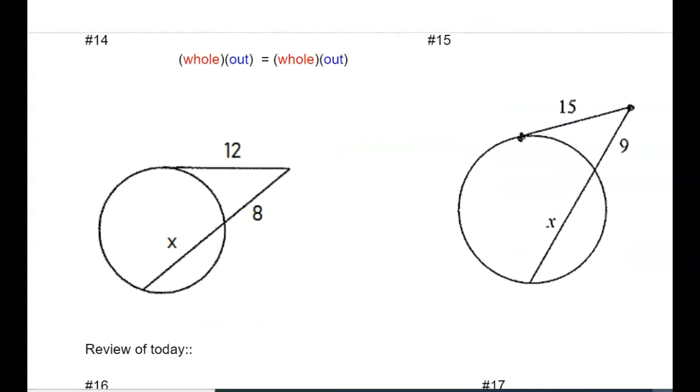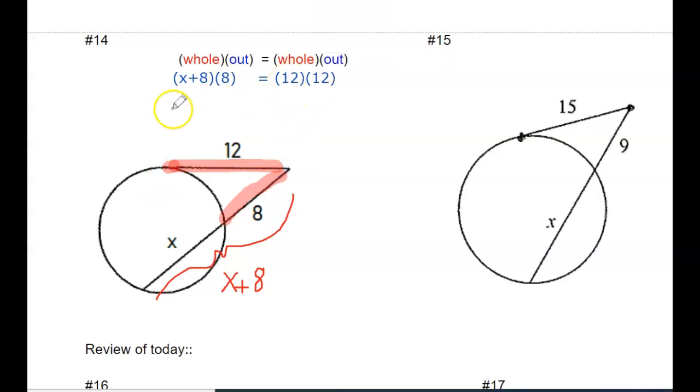Work on number 14. For number 14, this whole thing is x plus 8, and the piece sticking out is 8. So I wrote x plus 8, because that's the whole thing, times the piece sticking out, which is 8. Up here the whole thing is 12, but the piece sticking out is also 12. So I wrote 12 times 12. Then don't forget to use the distributive property. So go ahead and finish this one out.